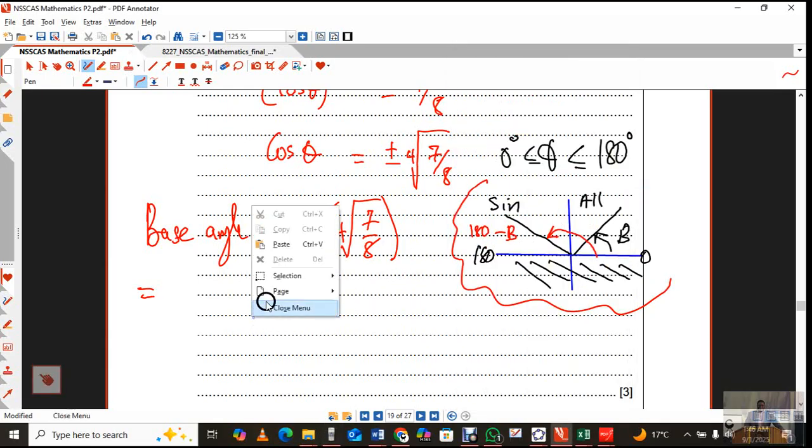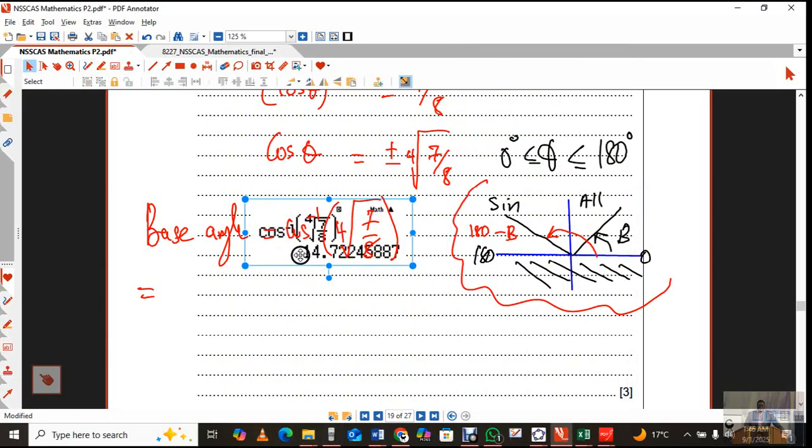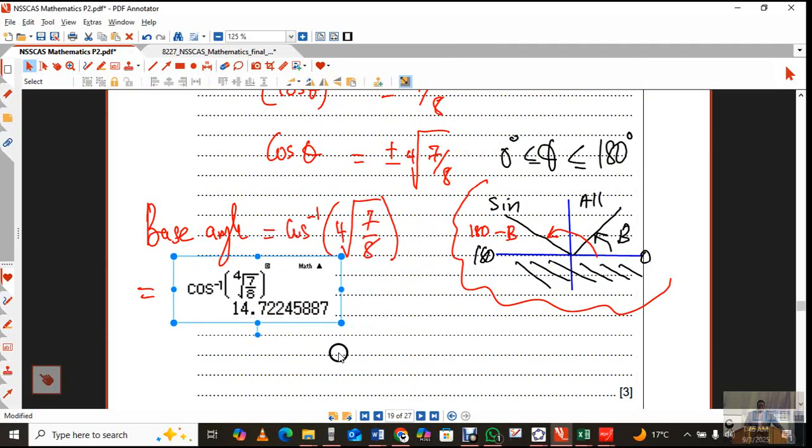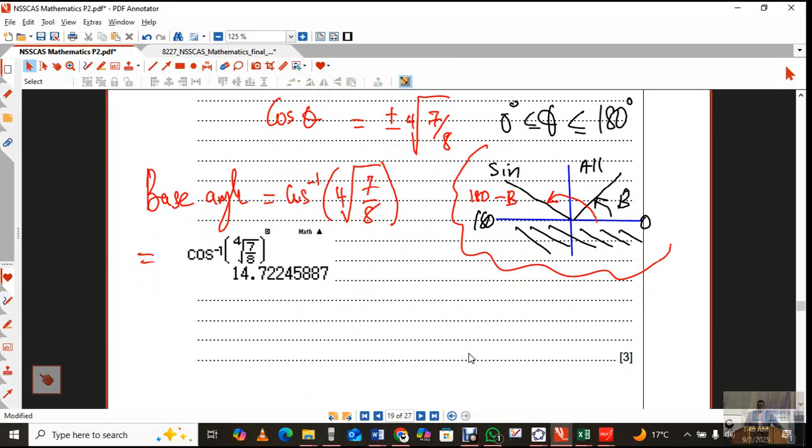So that's our base angle, which is also going to be my solution for in the first quadrant. So theta is 14.7 degrees to one decimal place, the solution. And in the second quadrant, theta will be 180 minus that base angle of 14.7.